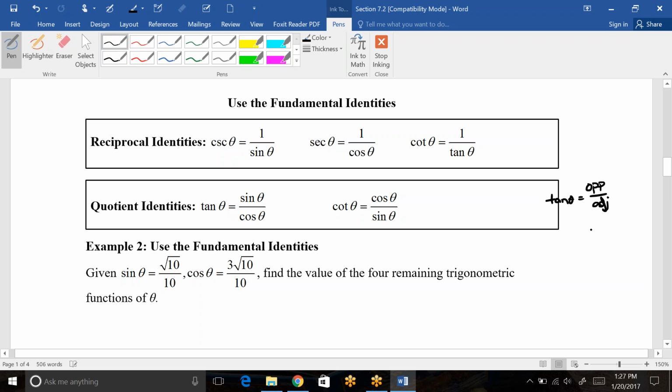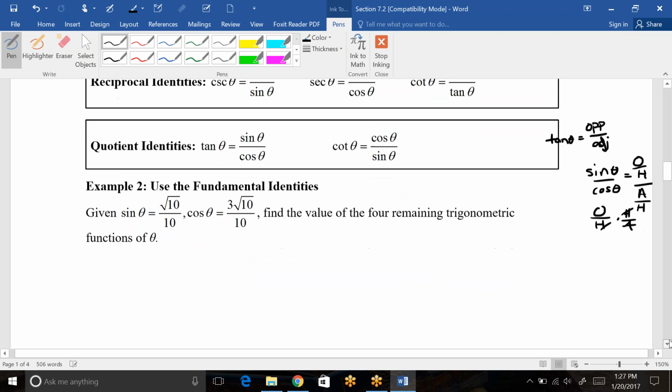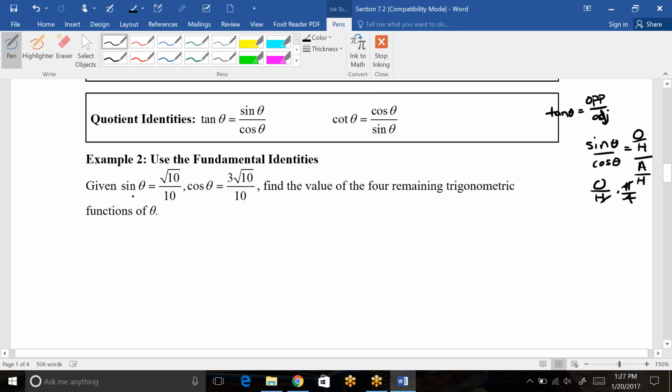If you think about it, that's the same thing as sine over cosine. And the reason for that is sine is opposite over hypotenuse. Cosine is adjacent over hypotenuse. If you were to flip this and multiply by the reciprocal, O over H times H over A, that cancels out the H's, so you just get O over A. So that's where this comes from. So tangent theta is actually sine over cosine, which means cotangent is cosine over sine. And we'll use that in our next example to help us find tangent.